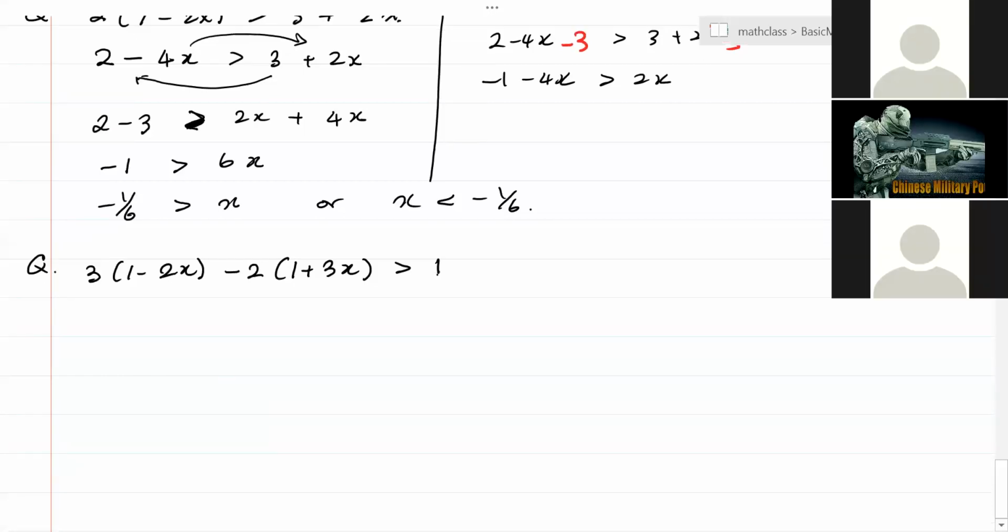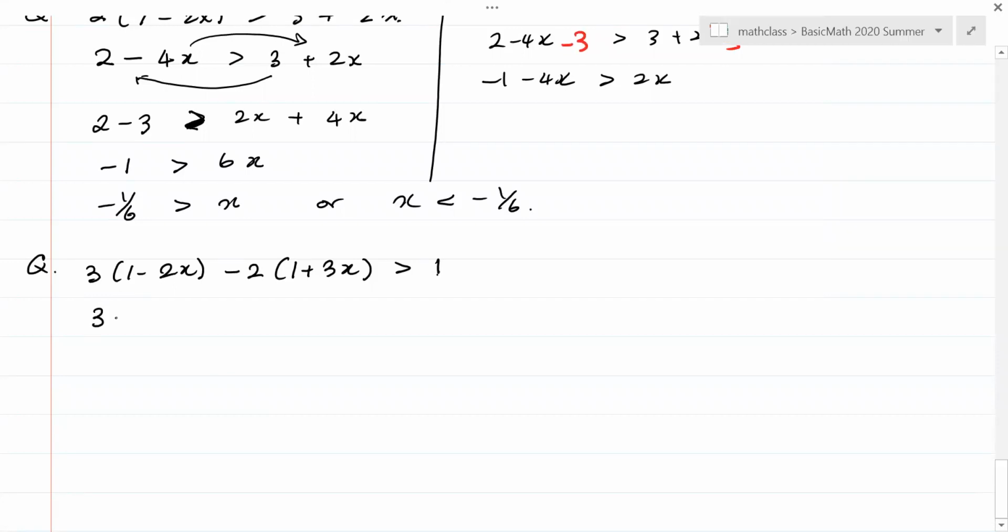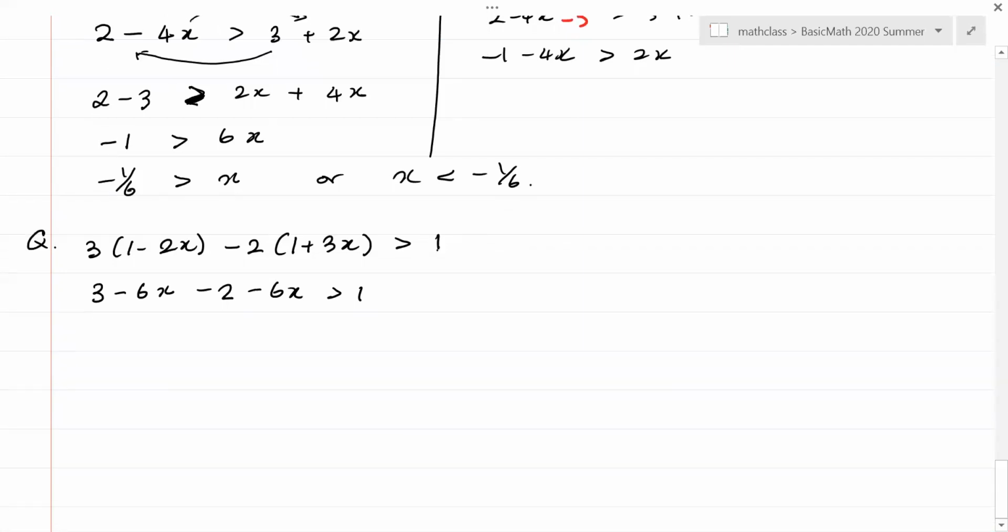So let's multiply this out, right? 3 times 1 is 3, 3 times -2 is -6x. Then -2 times 1 is -2, -2 times 3 is -6x, greater than 1, right? Okay, so what you get here is 3 minus 2 is 1, -6x minus 6x is -12x, greater than 1, right?